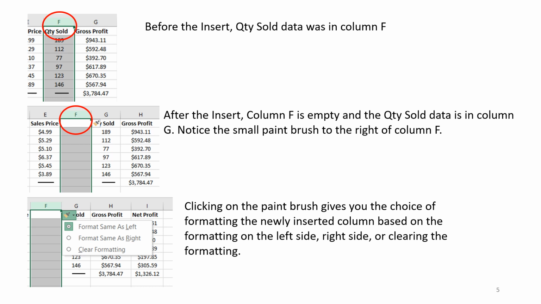Notice the small paintbrush to the right of column F. Clicking on the paintbrush gives you the choice of formatting the newly inserted column based on the formatting on the left side, right side, or clearing the formatting.